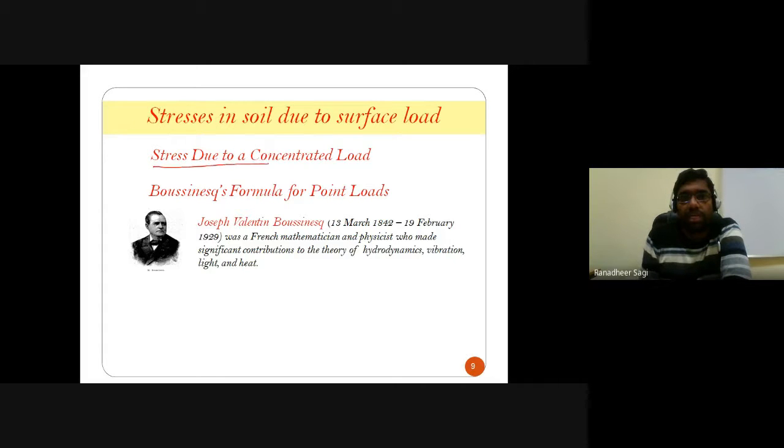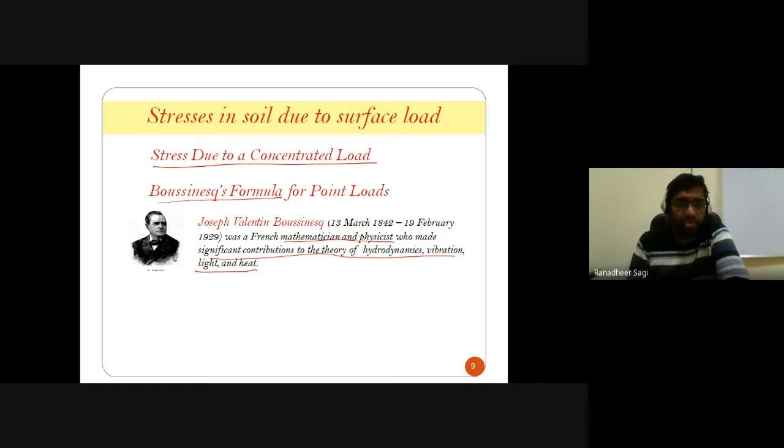So let's understand how to calculate the stresses due to the concentrated load and the basis from where this expression has come. We are looking into the formula given by Boussinesq. Boussinesq was a famous French mathematician and also a physicist who made significant contributions in the areas of hydrodynamics, vibration, and light and heat. So he is not basically a geotechnical engineer or a civil engineer. His basic fundamentals are from physics and mathematics.